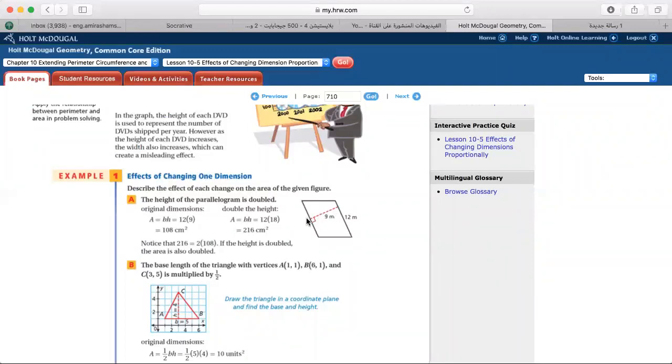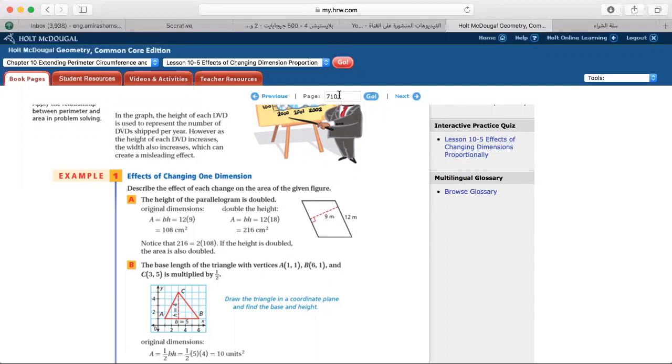if I double the height or the base of any shape and then calculate its area, I will find that its area is also doubled. Any change in any of the dimensions of any shape will also affect the area. If the height or the base is doubled, the area is doubled. If it is tripled, the area is tripled. If it is multiplied by any factor, like 1/3 or 1/4, the area is affected by the same factor.